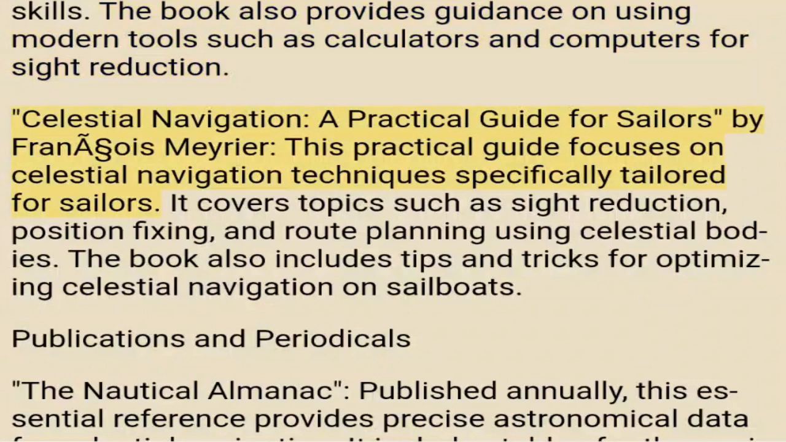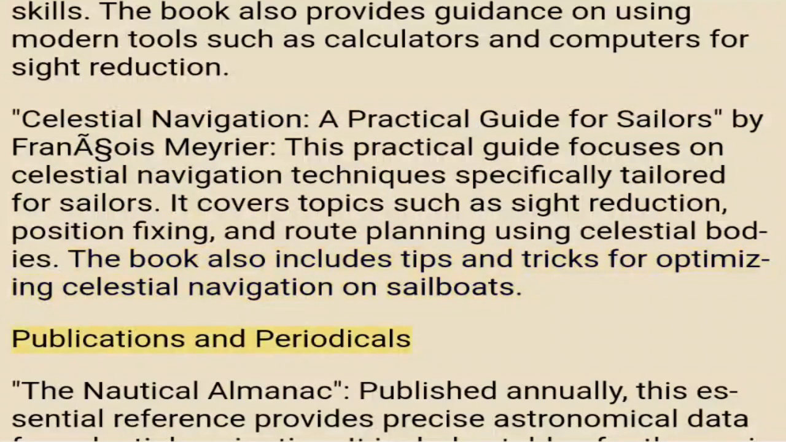Celestial Navigation, a practical guide for sailors, by Francois Marrier. This practical guide focuses on celestial navigation techniques specifically tailored for sailors. It covers topics such as sight reduction, position fixing, and route planning using celestial bodies. The book also includes tips and tricks for optimizing celestial navigation on sailboats.